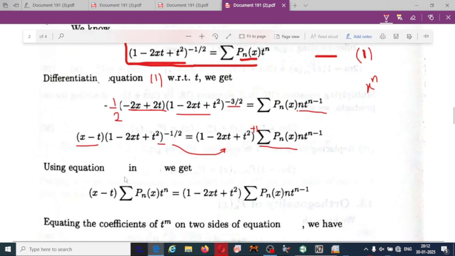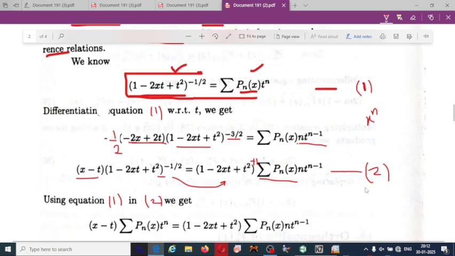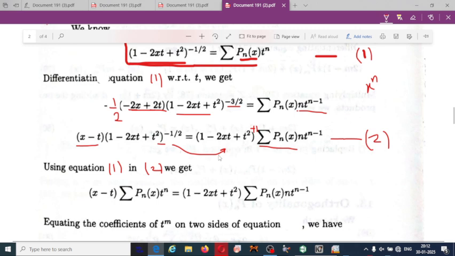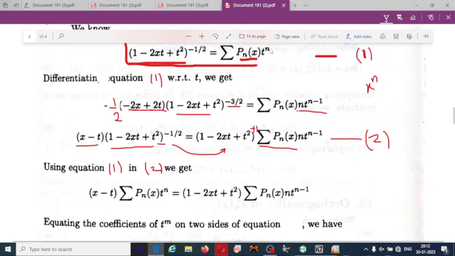Next what we have to do, let us consider this equation as equation 2. Then using equation 1 and 2, equation 1 is what? The generating function of Pn of x. Equation 2, after differentiating with respect to t, we will get equation 2. Then substitute here the entire term. Whatever the RHS side 1 minus 2xt plus t square is there, replace with the sum of Pn of x t to the power n. Okay. Then RHS side keep as it is.